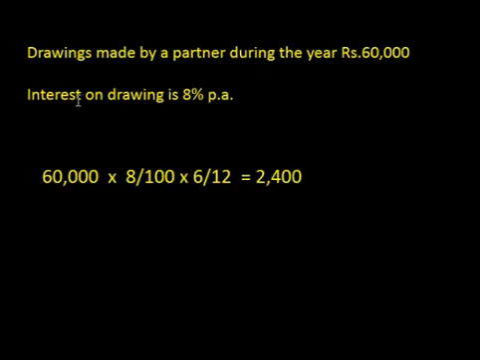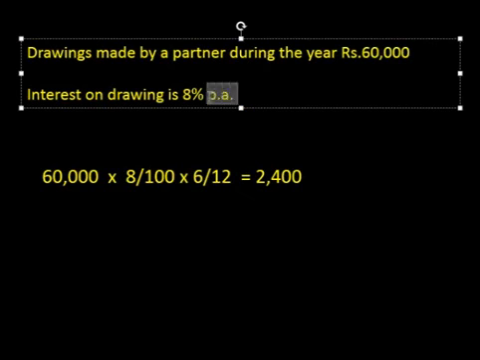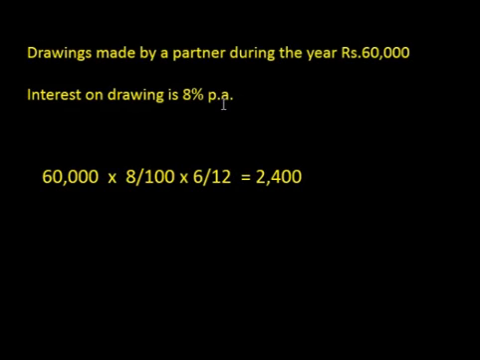But in this situation, this is the next case. Drawings made by a partner during the year are 60,000, and interest on drawings is 8% per annum. When the per annum word is given, like we have discussed, then we have to see the time factor. But the time factor is not mentioned because the total drawing is given.